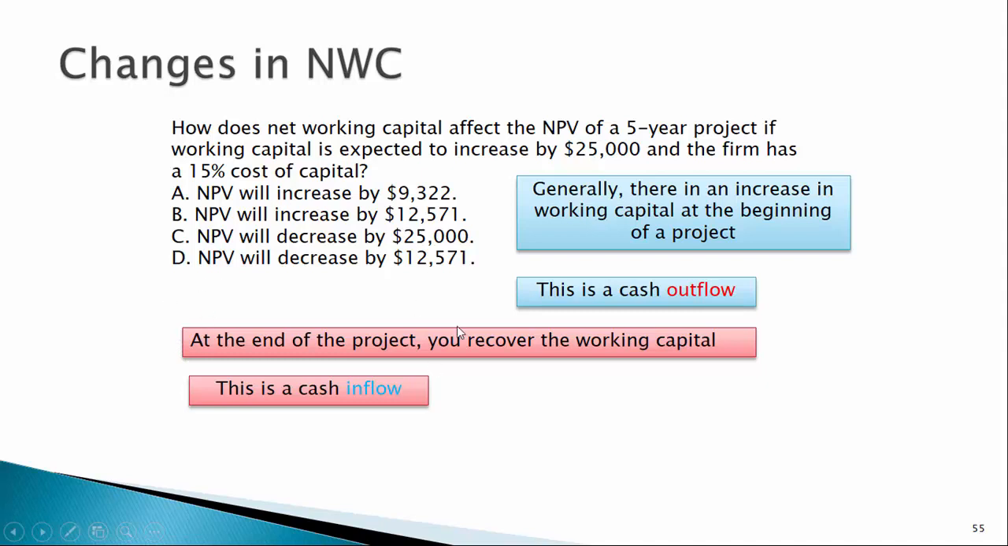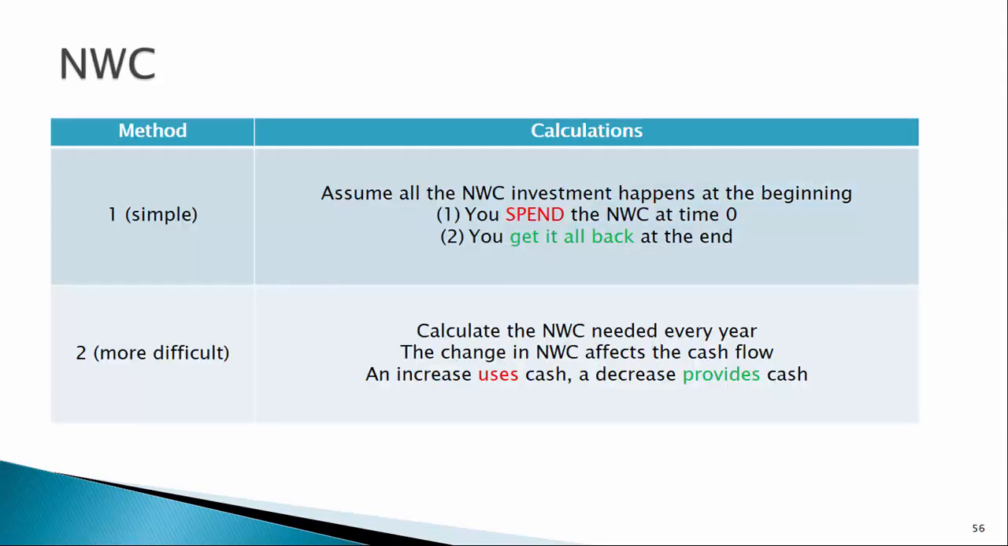Okay, now I've got slides out of order here, and I didn't mean to do that. So before I talk about this problem, let me talk about this slide here, and then I'll go back and look at that problem. We generally have two methods for dealing with net working capital. One is the easy method, and we use this a lot just to keep things simple. And what we say is that we assume that projects will require a certain amount of net working capital at the beginning, and then it'll pretty much stay constant until the end. And then at the end, we'll get it all back.